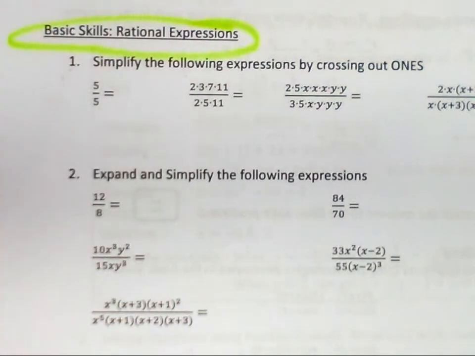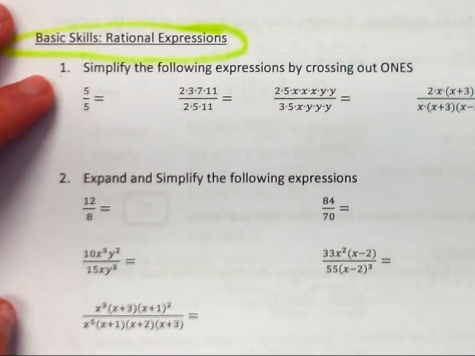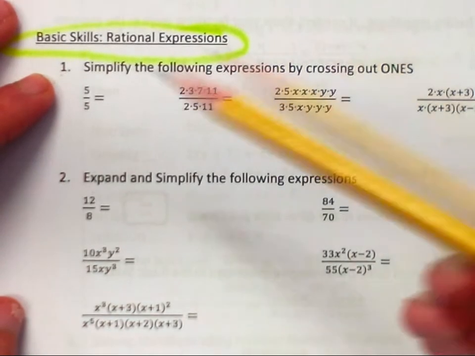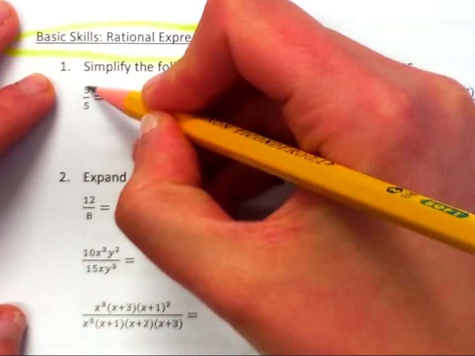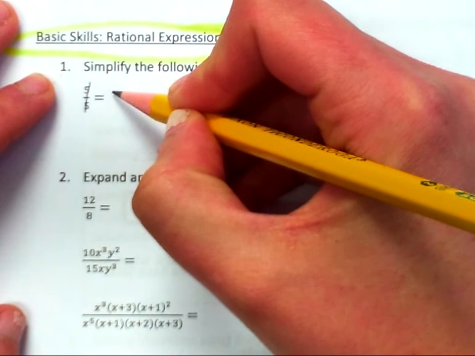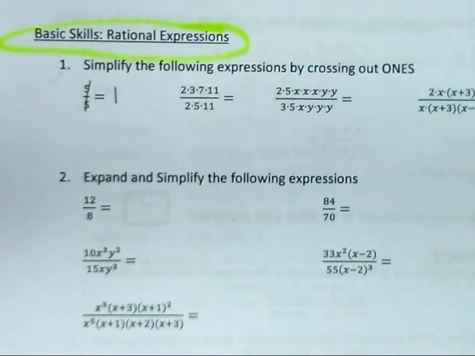Alright, this is a video key for basic skills for rational expressions. Number 1, simplify the expressions by crossing out the ones. So we have 5 over 5, which is literally 1. If the entire numerator and the entire denominator are the same, then it just equals 1. It doesn't cancel out and equal 0.